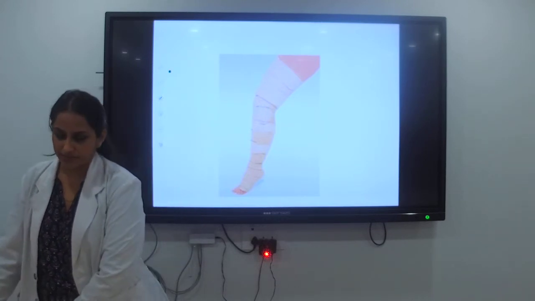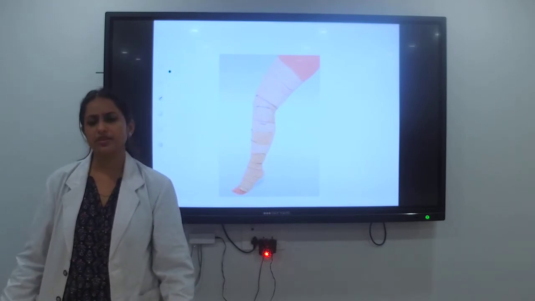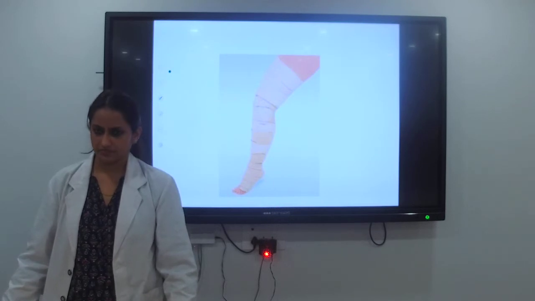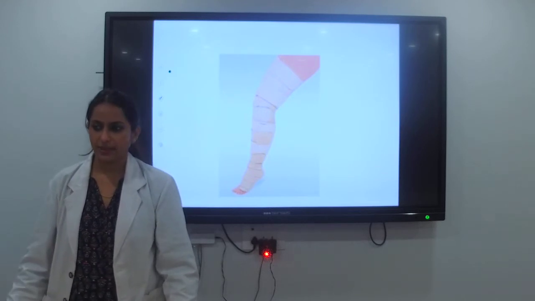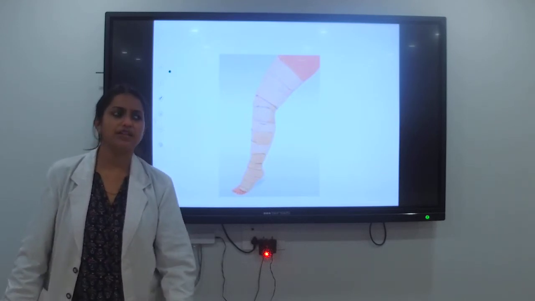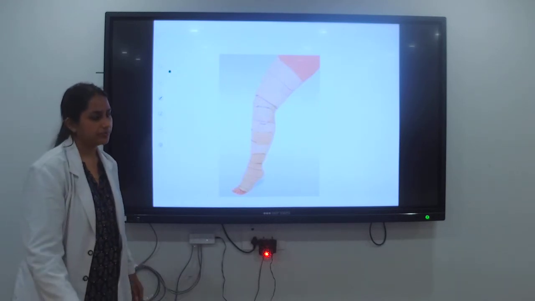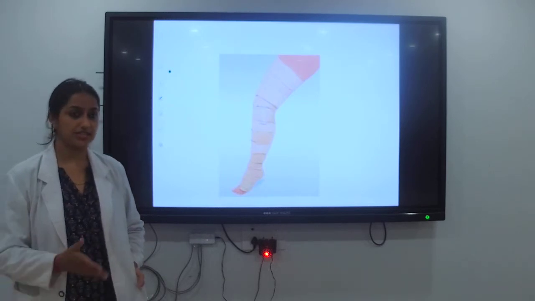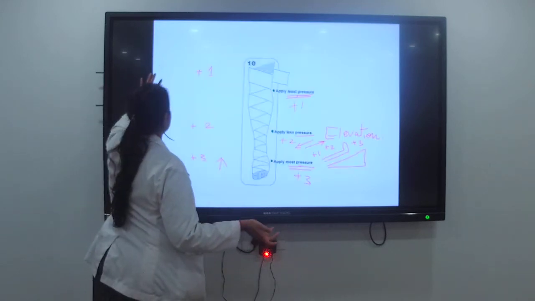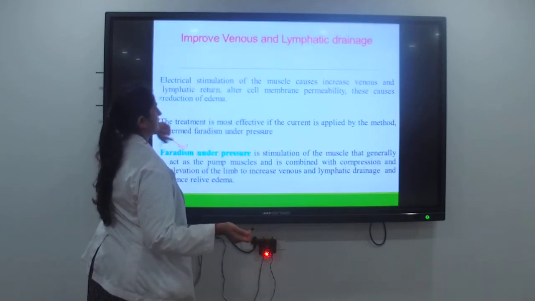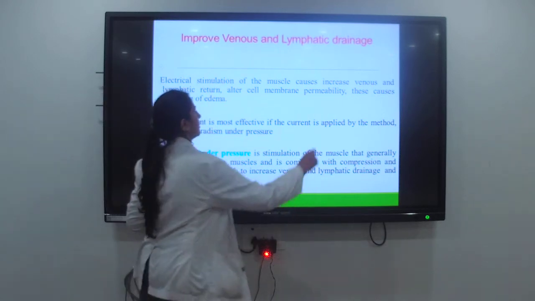Forget the Faradism under pressure. We'll move a bit to the physiological effects. Can anyone tell me what are the physiological effects of Faradism or something like that? First thing that will happen is there will be contraction and relaxation. Now can you tell me what all things come with contraction and relaxation? We'll move to the first slide, so you will understand. So first thing is, with muscle contraction and relaxation, what is going to happen?